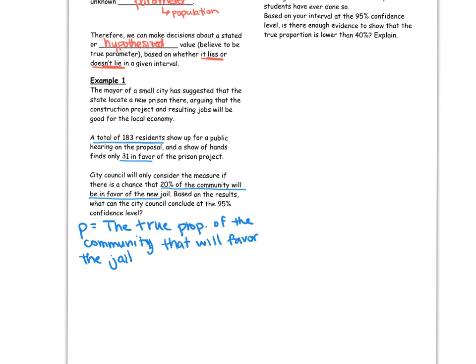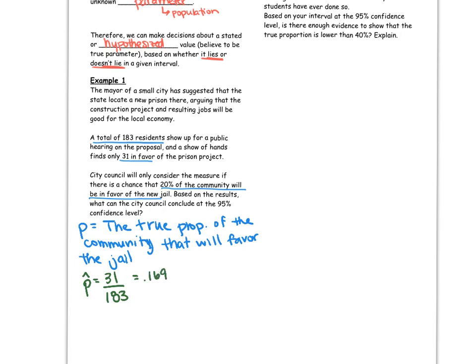The next thing we're going to do is find P hat. What does P hat stand for? It's X over N, the sample proportion. Our X is the number of people who actually favor the jail, which is 31, out of how many total people? 183. Let's calculate that. 31 divided by 183 is 0.1693, so we'll say 0.169.